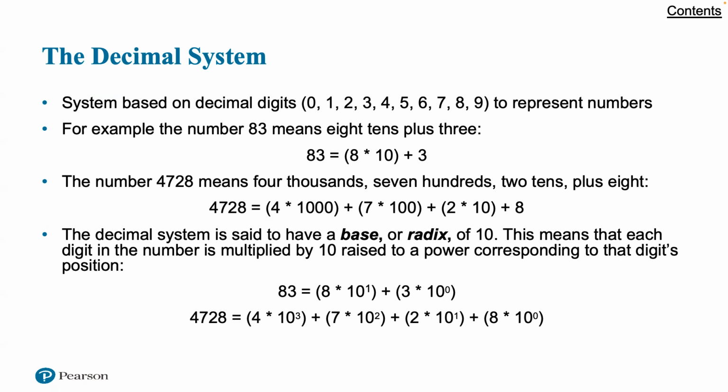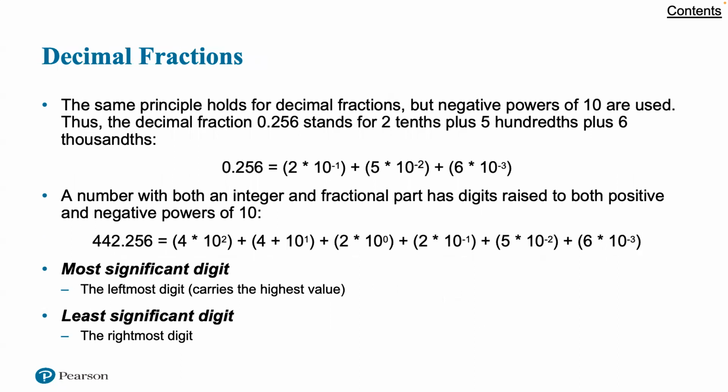The decimal system is said to have a base or radix of 10. This means that each digit in the number is multiplied by 10 raised to the power corresponding to that digit's position. So for 83, it would be 8 times 10 to the 1 plus 3 times 10 to the 0. So it would be 8 tens plus 3. 4728 would be 4 times 10 to the 3 plus 7 times 10 to the 2, 2 times 10 to the 1, and 8 times 10 to the 0. If you think from this point of view, I think it would help you get a better handle on how we go from one base to another.